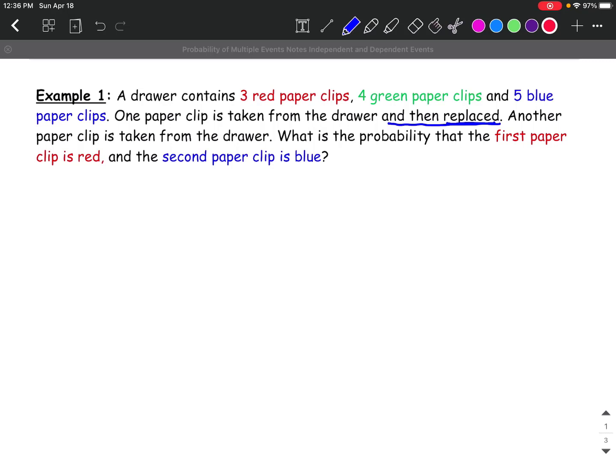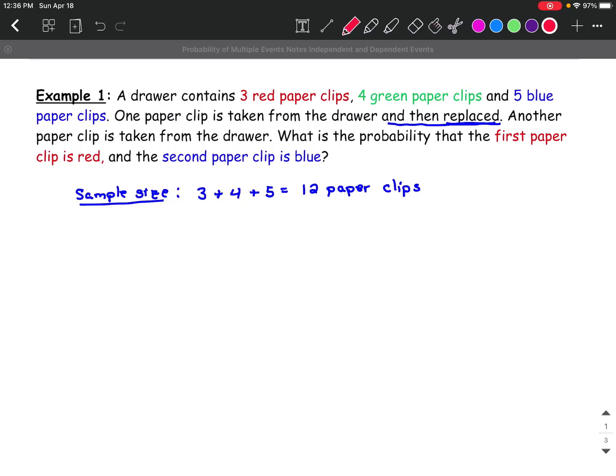All right, so the first thing I want to know is what's my sample size? We have 3 red plus 4 green plus 5 blue. 3 plus 4 is 7 plus 5. We have a total of 12 paper clips. Okay, because that's our total possible. That's going to be the denominator in each of our probabilities.